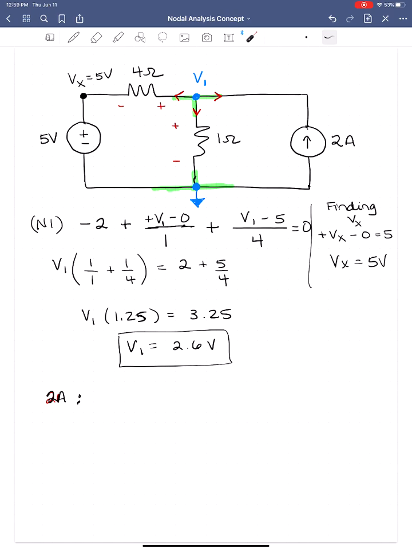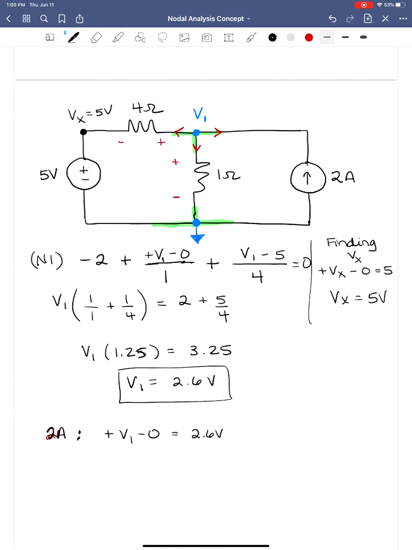So what is that voltage going to be? That voltage is going to be plus V1 minus ground. Okay, so the voltage is going to be plus V1 minus 0, or 2.6 volts, with the polarity that I wanted. I haven't labeled a variable yet, and I don't need to because what I'm really solving for here is power.